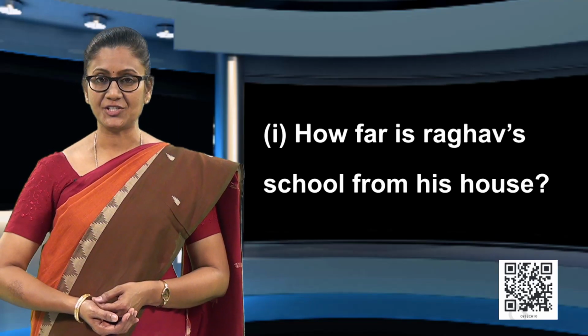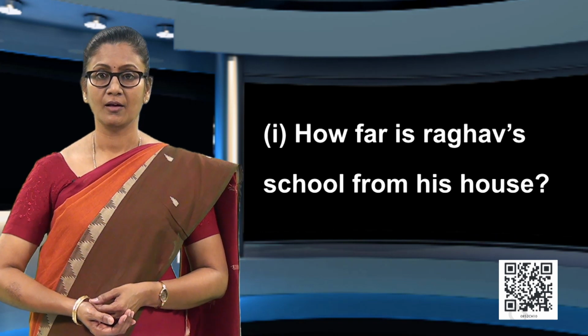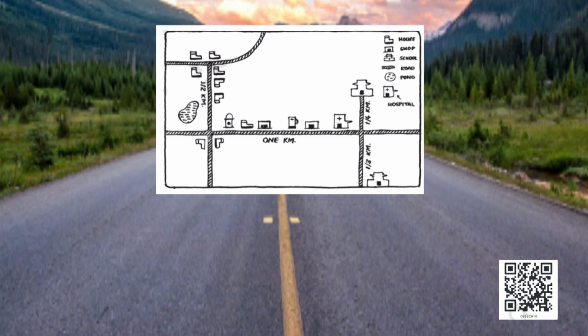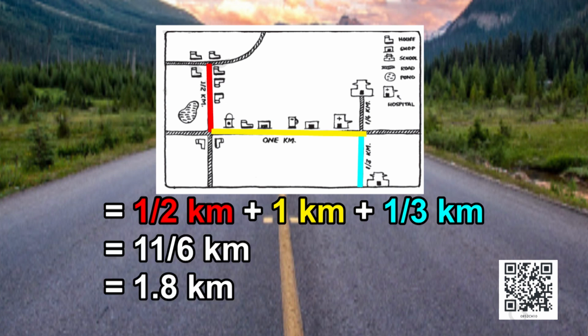The first question for you is, how far is Raghav's school from his house? Distance between Raghav's school and house equals half a kilometer plus 1 kilometer plus 1/3 of a kilometer, which is equal to 11/6 kilometers or 1.8 kilometers.